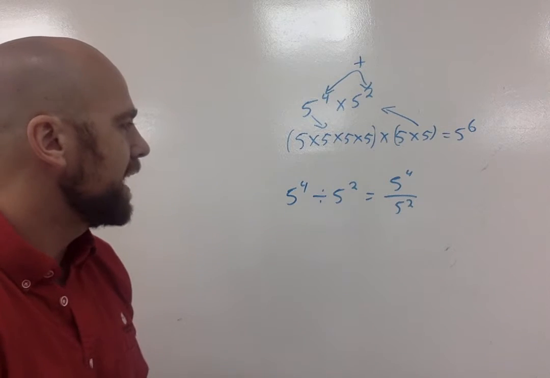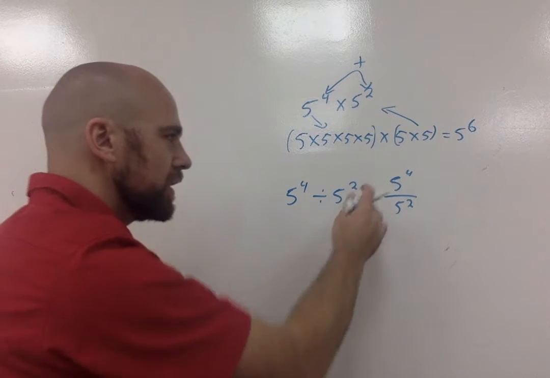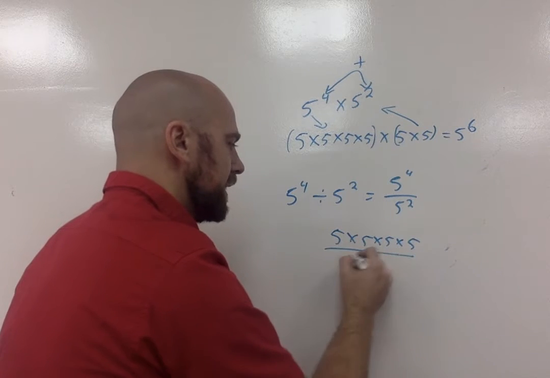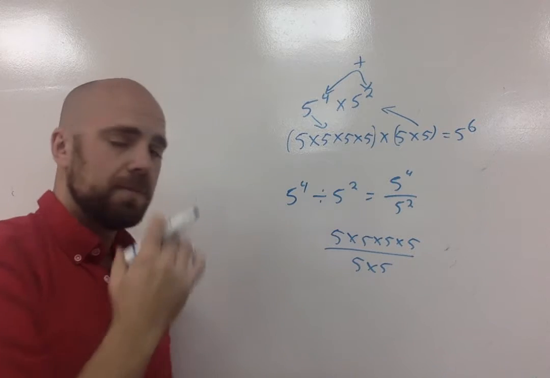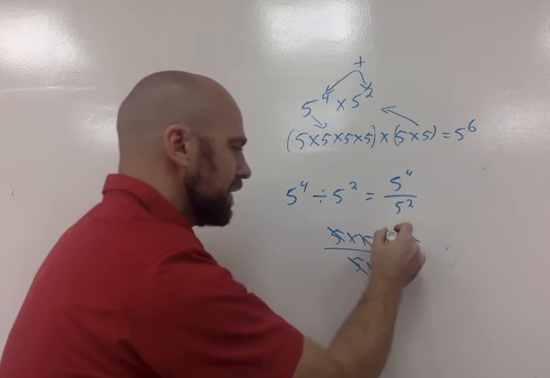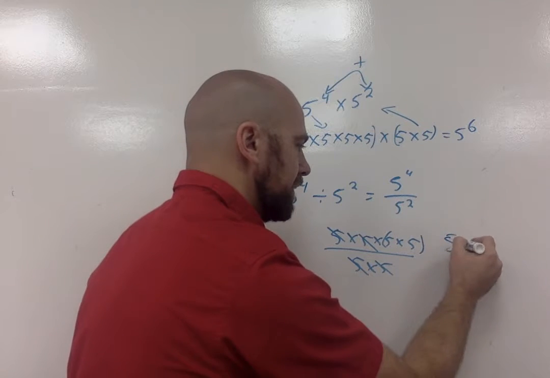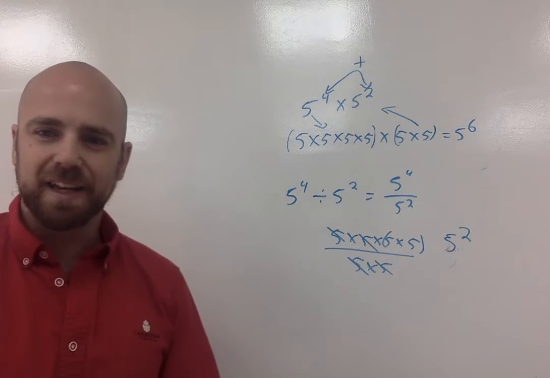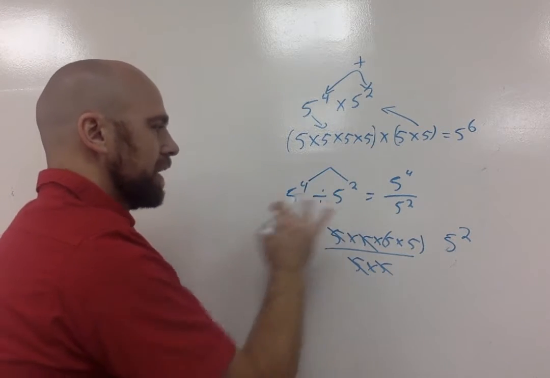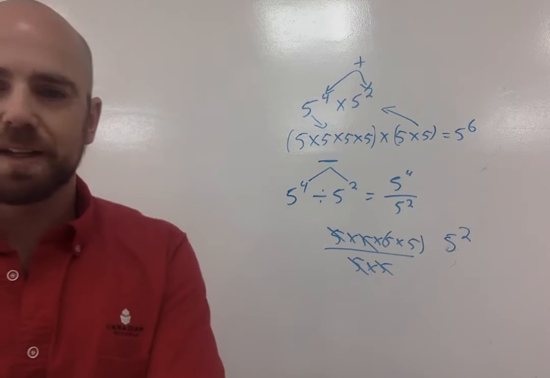Now, let's look at what happens when we have this one. So 5 to the power of 4 divided by 5 squared. Or it can look like this. So let's write it out. So we have 5 times 5 times 5 times 5 divided by 5 times 5. Well, what can I do? I can actually try to simplify it. So I can eliminate certain parts. What am I left with? I'm left with 5 times 5, which is 5 squared. So when we're dividing, what's going on? Well, we have our exponents. When we have the same base, our exponents are subtracting each other.